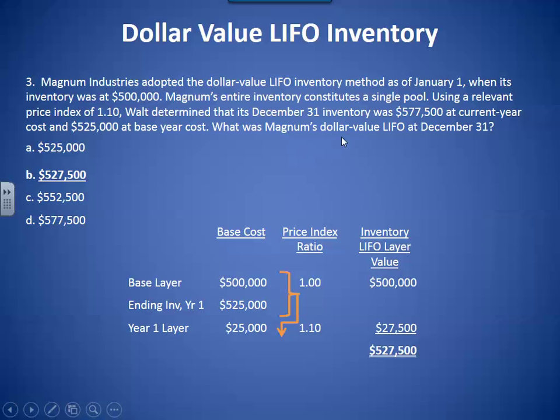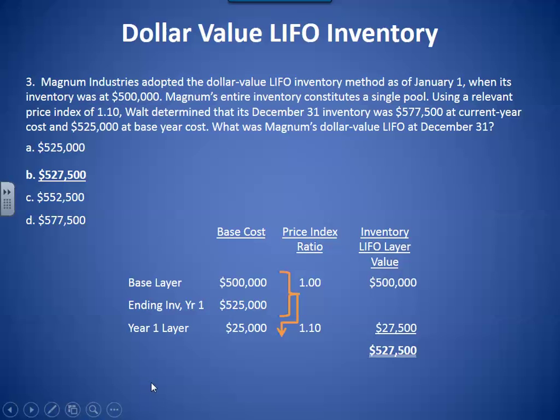What was Magnum's dollar value LIFO at 12/31? And again, the answer would be B, $527,500. And again, this calculation is actually pretty deceptively simple. We take our base layer. We only have 2 cost layers we have to worry about. We know we had a base layer at $500,000, and when we convert that base layer back to the base year cost, that's going to be a conversion ratio of 1. So our inventory LIFO layer value would be $500,000.